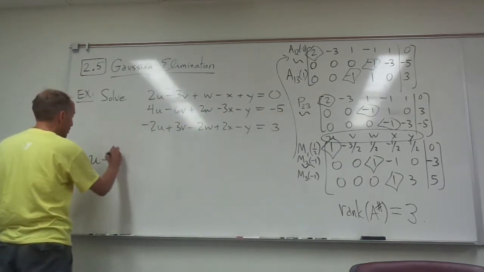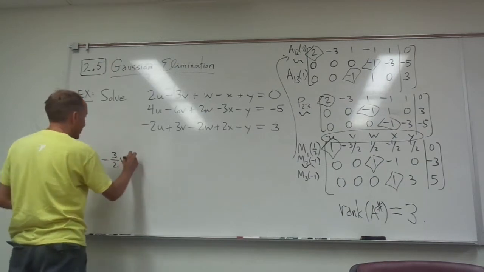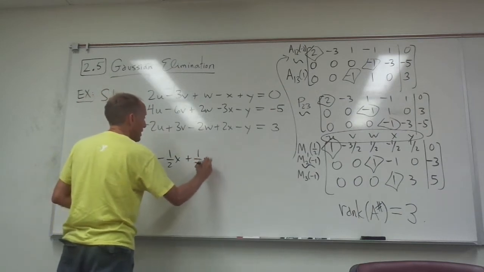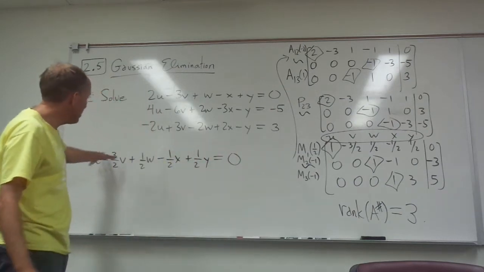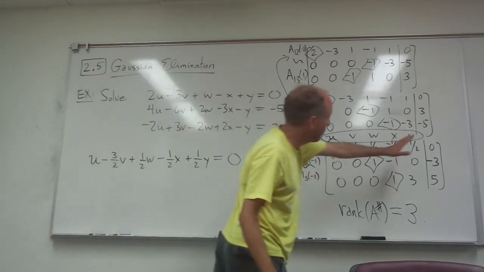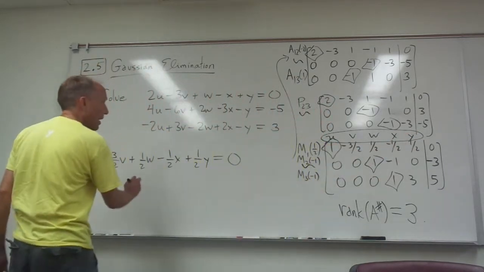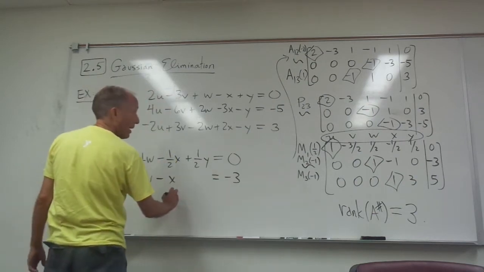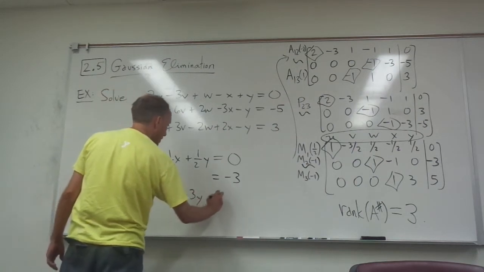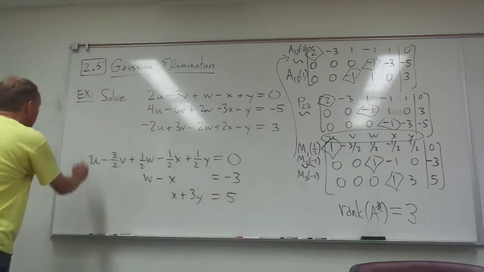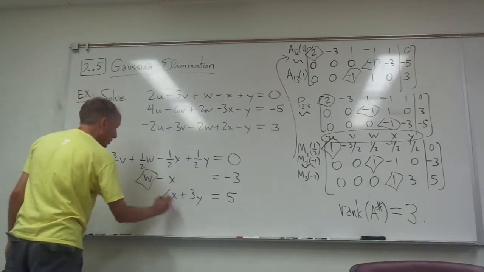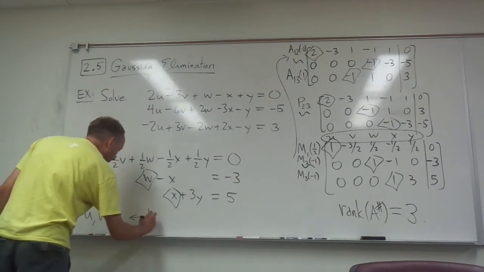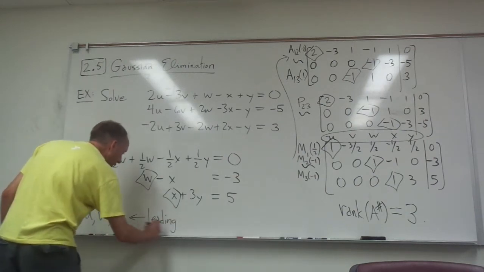So for example, the first row of the row echelon form would be exactly this equation right here. The coefficients of u, v, w, x, and y are just the numbers on the first row. Okay, and then we have w minus x equals -3, and then we have x plus 3y equals 5. The pivoted variables, u, w, and x, these are normally referred to as leading variables.